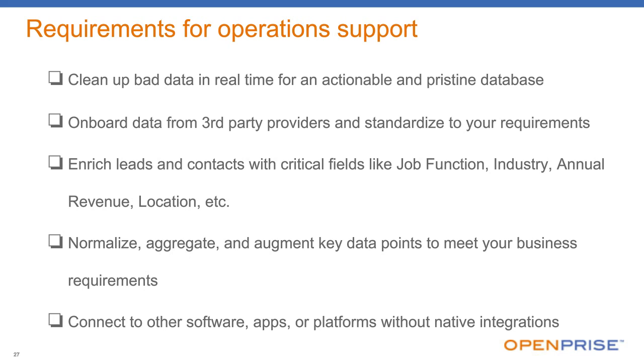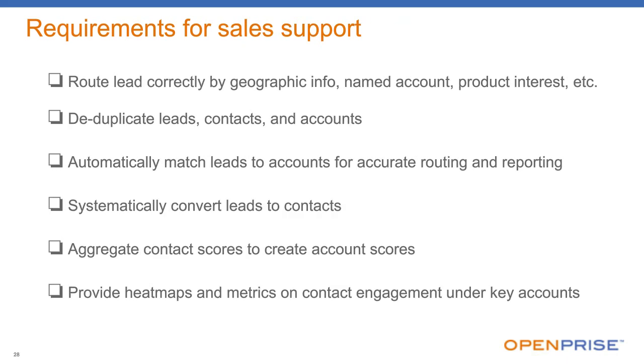You also need to make sure that you're providing the data that sales needs without worrying about the extraneous stuff. So you'll probably need geographic information and maybe size of company and whether it's a named account or not to get the leads to the right place and route them properly. You need to make sure you're deduplicated just so you don't have multiple owners, multiple leads, and different activities being assigned to different leads who are really the same person.